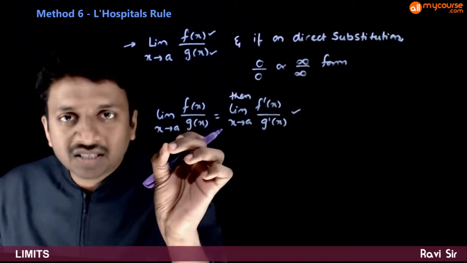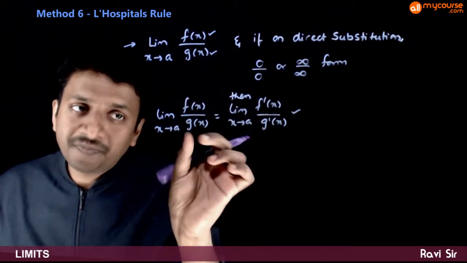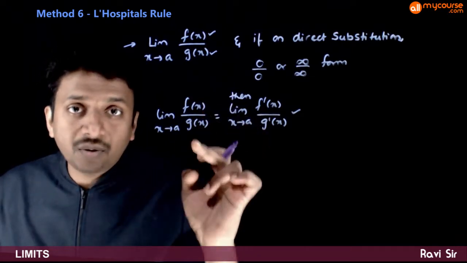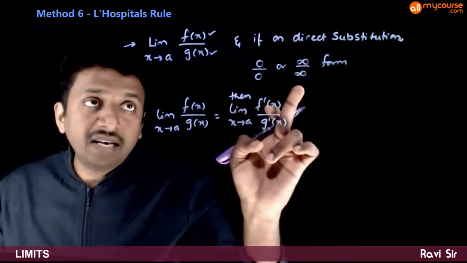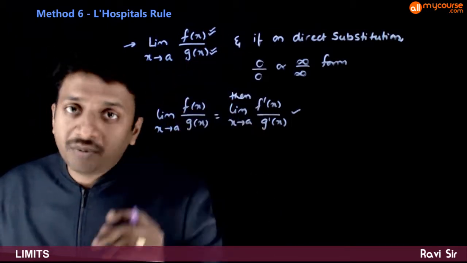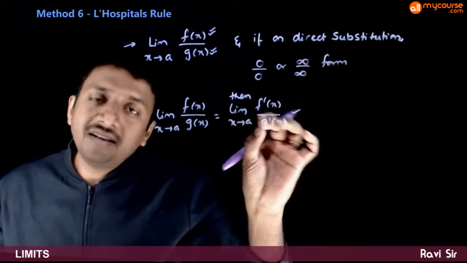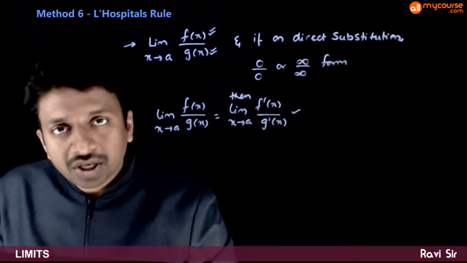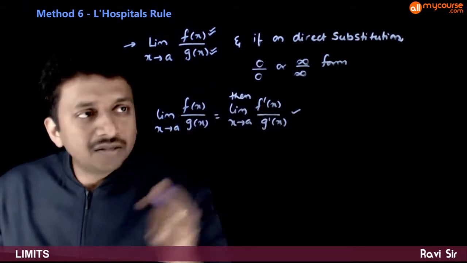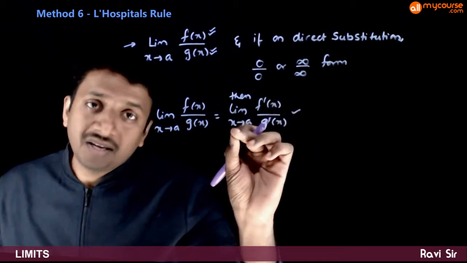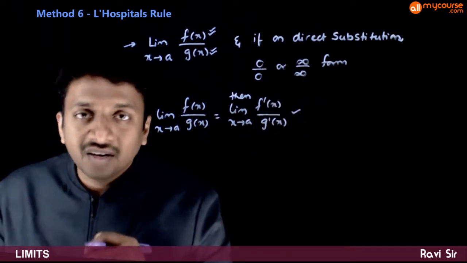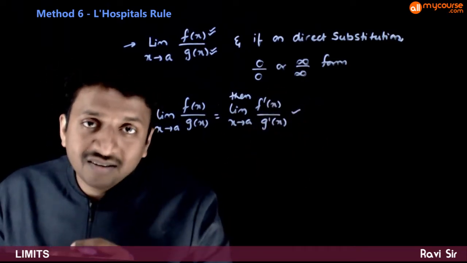So if you have limit x tends to a some function by some function, and on direct substitution you're getting an indeterminate form of the form 0 by 0 or infinity by infinity, then what you can do is differentiate the numerator and differentiate the denominator separately and then find the limit again. Usually the indeterminacy will be cancelled after differentiation. Again, you just need to substitute x is equal to a in the numerator and denominator. If the indeterminacy has been cancelled, you can directly get the answer.